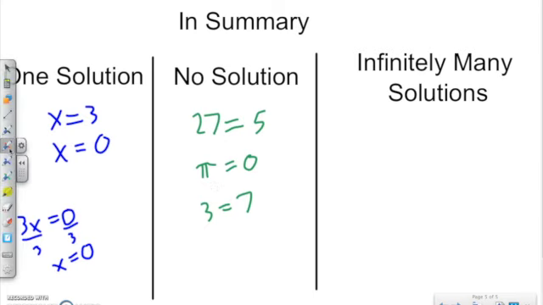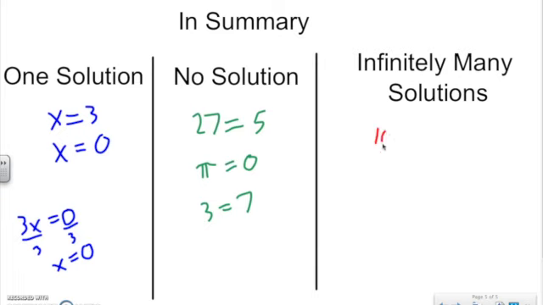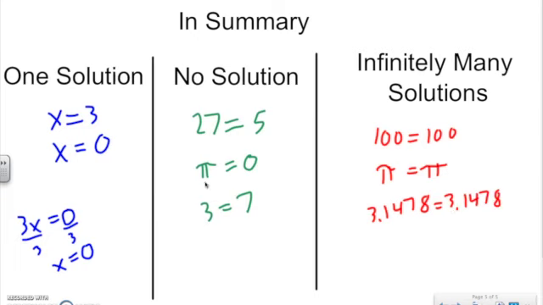Finally, on the infinitely many solutions, we are going to get where the numbers are always the same. We might get 100 equals 100. We might get pi equals pi. We might get 3.1478 equals 3.1478. Alright? So those are three different situations to be on the lookout for as you're solving these problems. The one solution, the no solution, and the infinitely many solutions. Alright, hope this helped clear up some of the confusion over those.